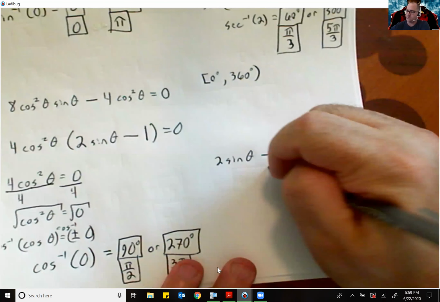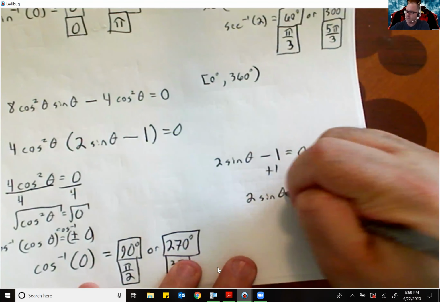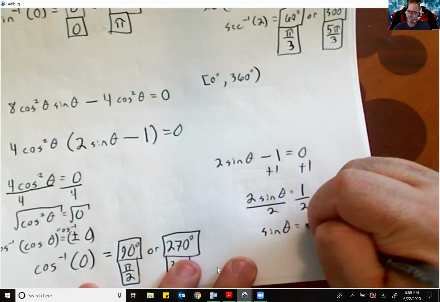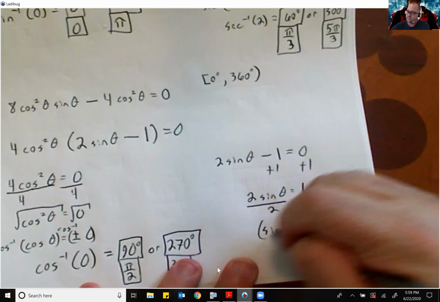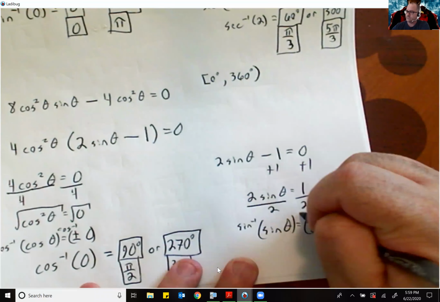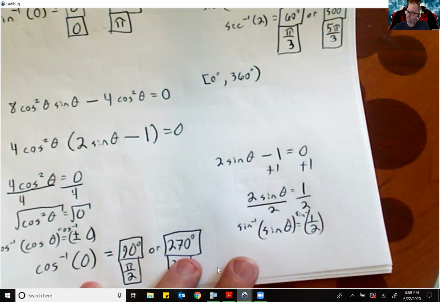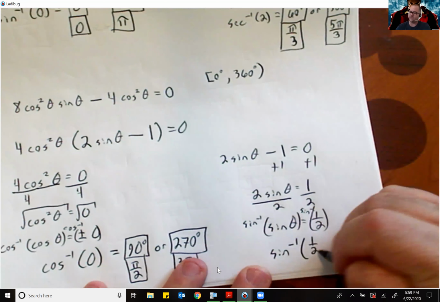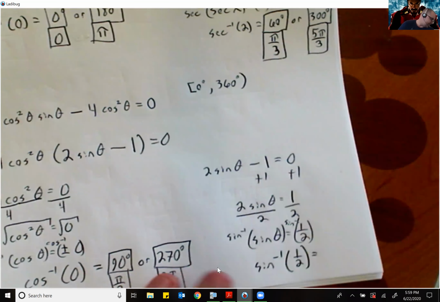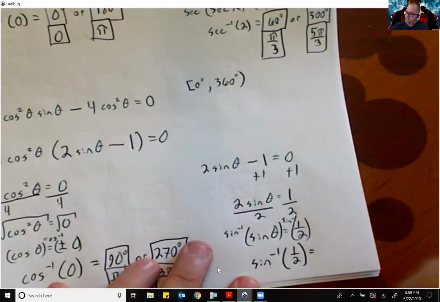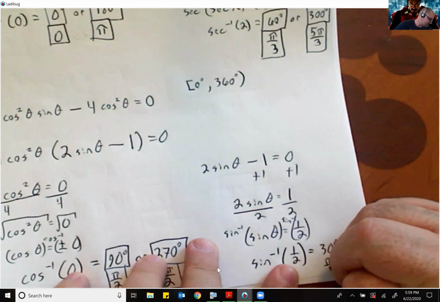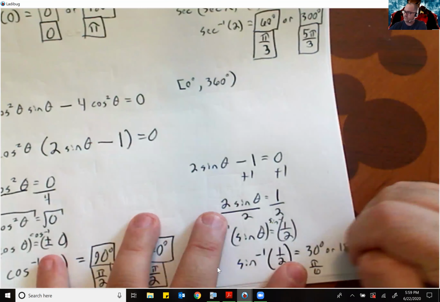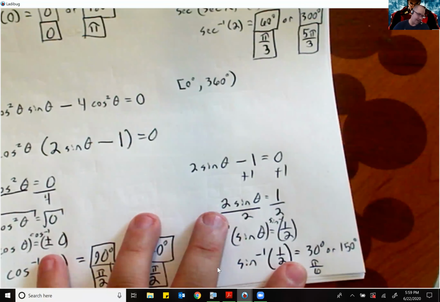All right, so over here we're going to solve. So we're going to add 1. 2 sine theta is equal to 1. Divide by 2, divide by 2. Sine theta equals 1/2. So take arc sine, and we get to know, when is sine 1/2? And again, this is in the domain. So when is sine 1/2? And that happens at 30 degrees, which is pi over 6. It also happens at 150 degrees. Kind of running out of room, but I'll get it in there, which is 5 pi over 6.